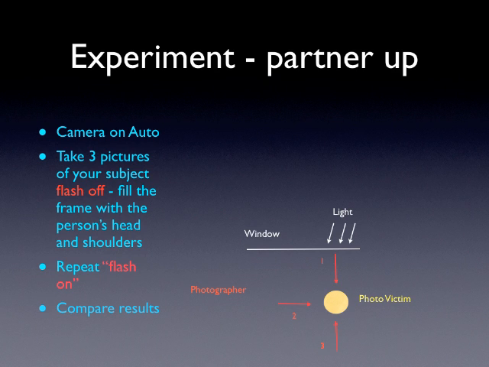Take a picture with the light behind you, take a picture with the light beside you, and take a picture with the light in front of you with the flash off. Then do the same thing with the flash on. And just look at the differences. So in this particular way, now you might want to experiment with flash on full or flash on fill flash if you have that setting on your camera.